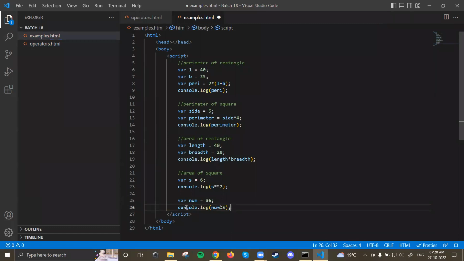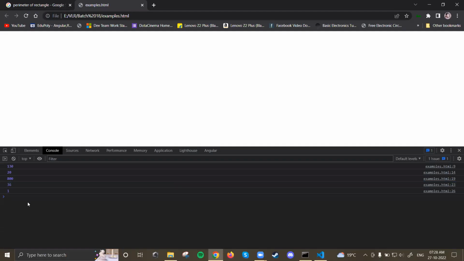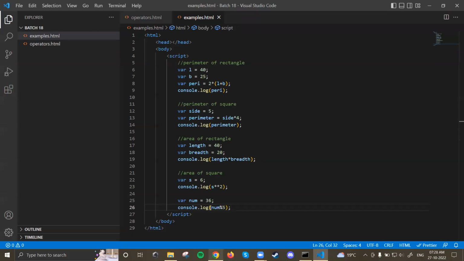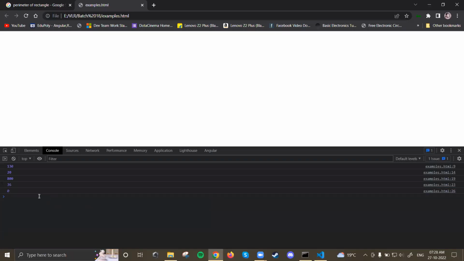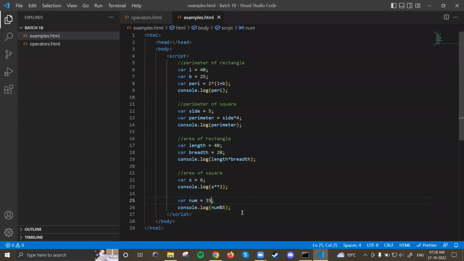6? Why 6? The remainder is 1, because 5 into 7 is 35. Oh, I'm sorry, yes, it's 1. The remainder is 1. And if we check with 35, the remainder is 0, isn't it? So we are able to find out the remainder. That is step 1.